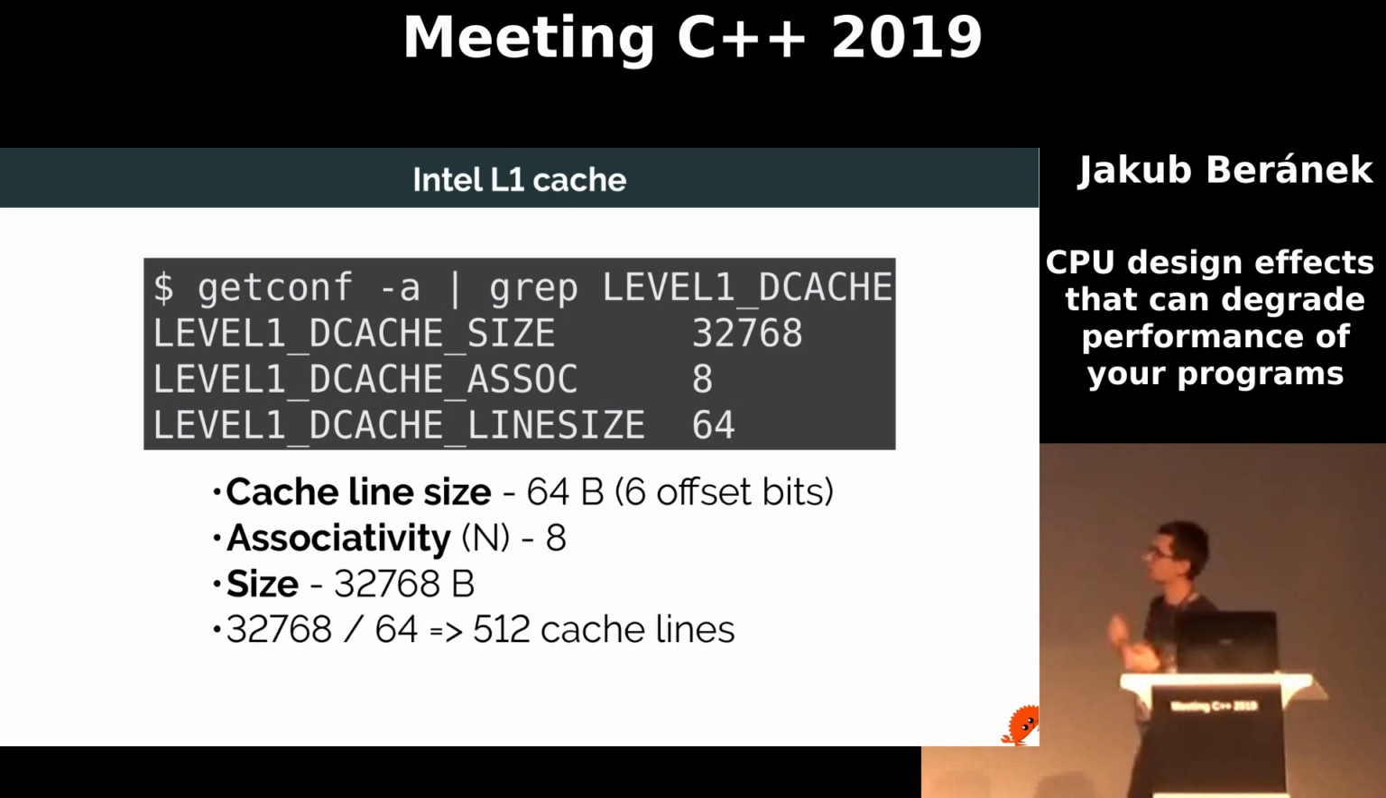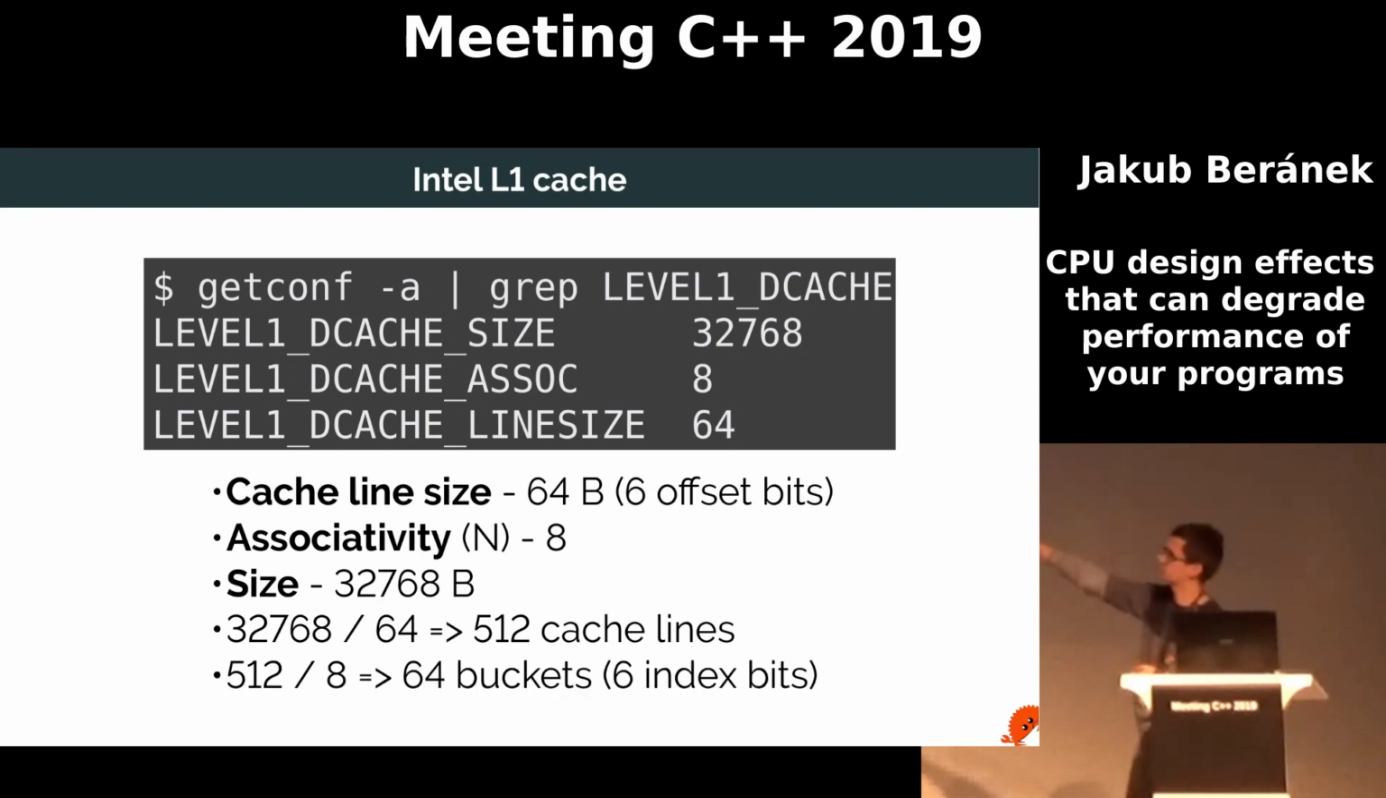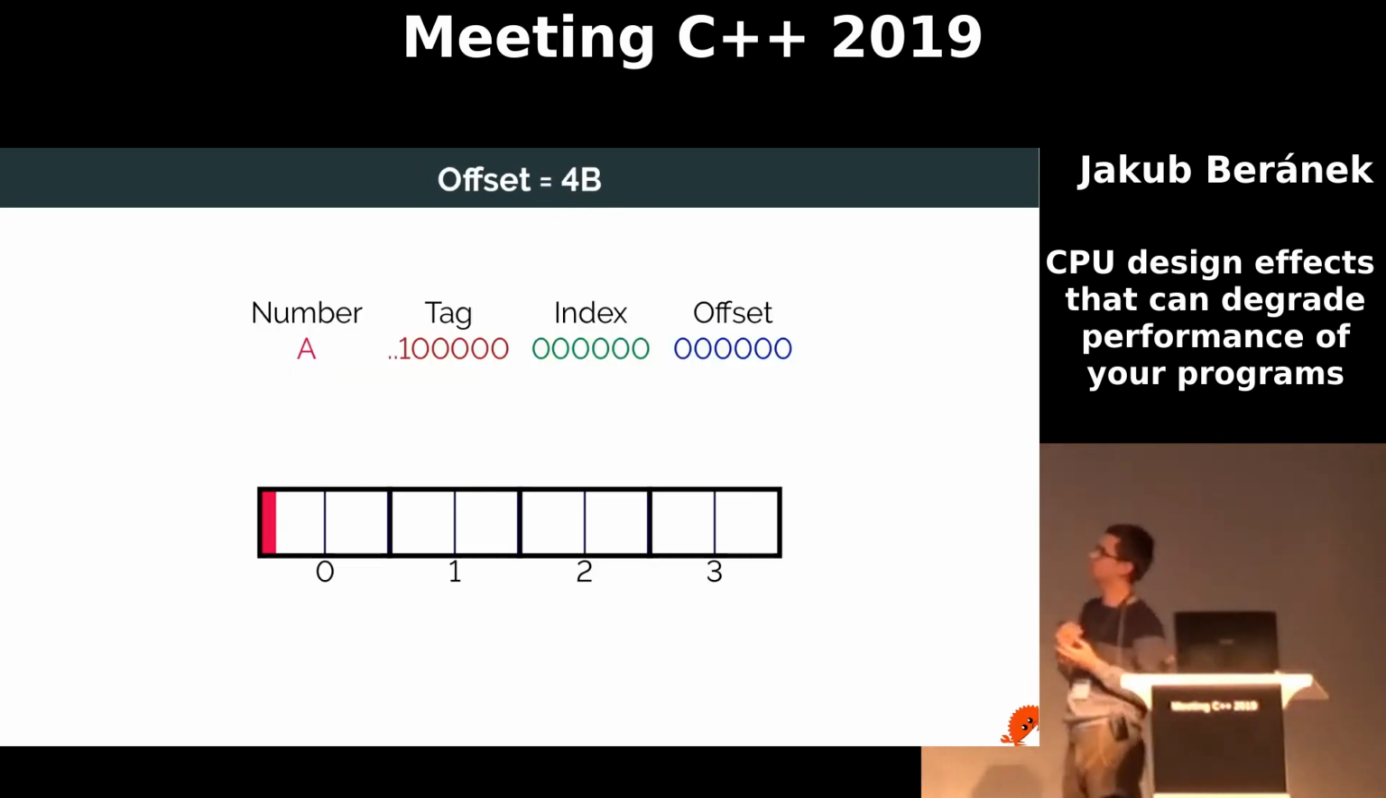And therefore, by calculation, if I divide the size by the cache line size, I have 512 cache lines. And if I divide this by associativity, I have 64 buckets. Right? So my cache looked huge, like 32K, yes, but I have only 64 buckets. So now it seems kind of small. And I can only fit 8 cache lines inside each bucket. So again, a pretty small number. So what is going on with the different offsets?